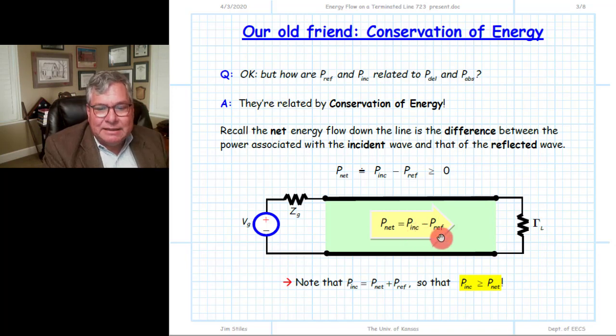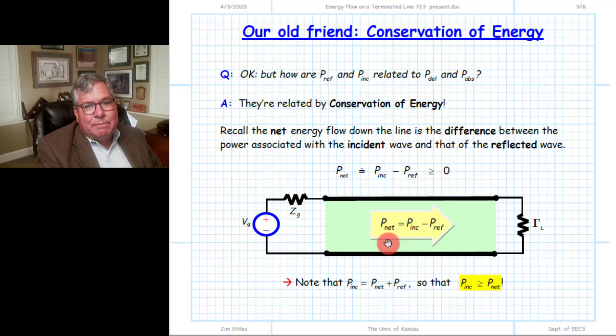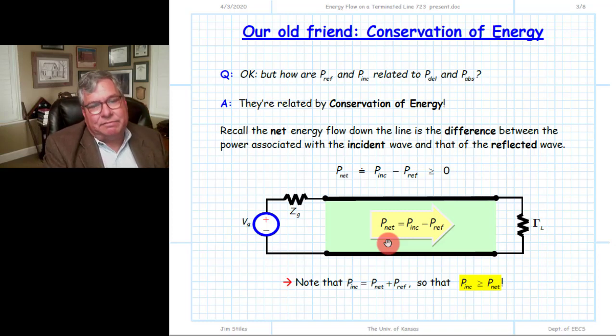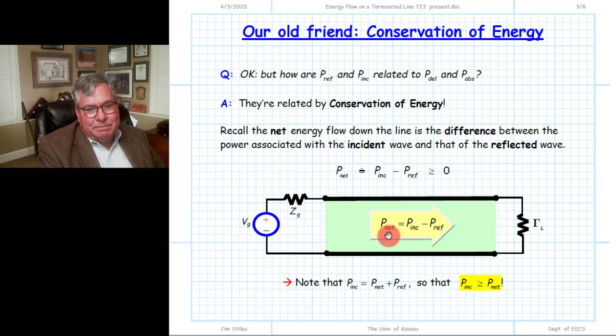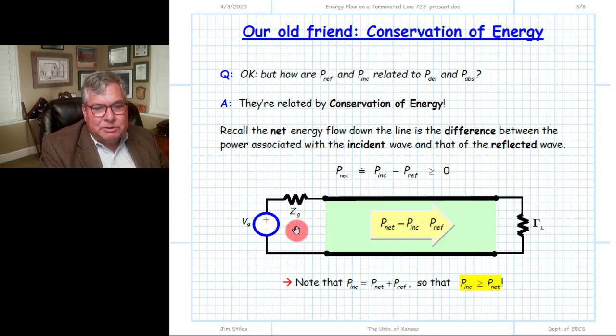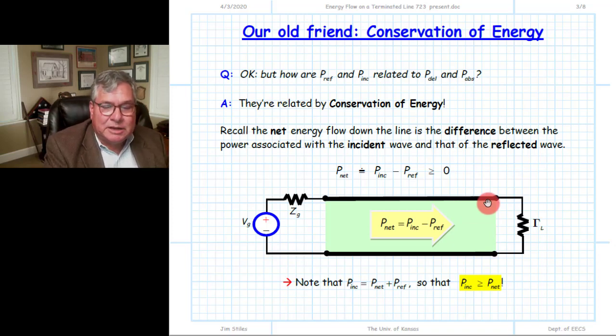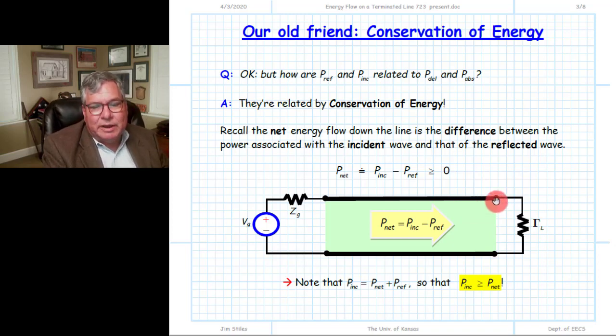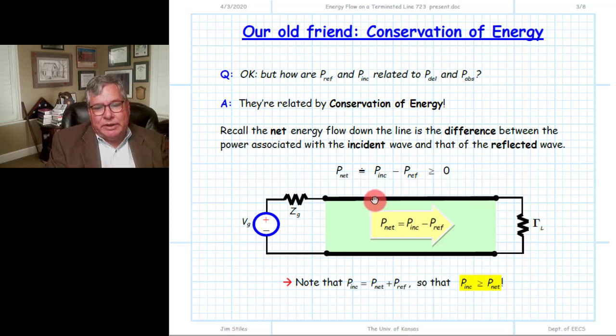And therefore, when we take the difference of these two powers, we get what we call a net power flow, and that must be a non-negative value. Its smallest value could be 0, but otherwise it must be positive. This is the difference between the rate at which energy is flowing, associated with the plus wave, or the incident wave, minus the rate at which energy is flowing that is associated with the reflected wave, or the minus wave. Again, those two give the net power flow along our transmission line.